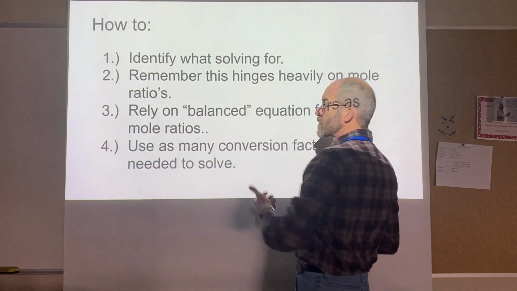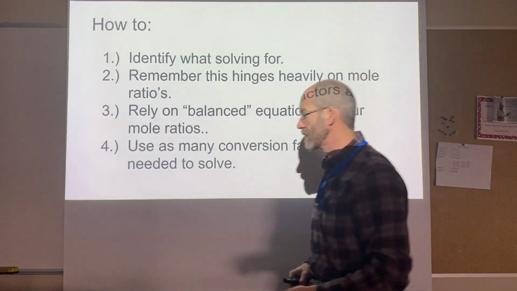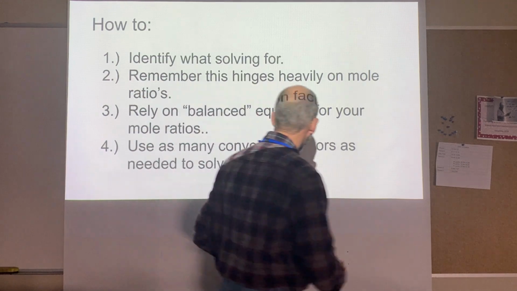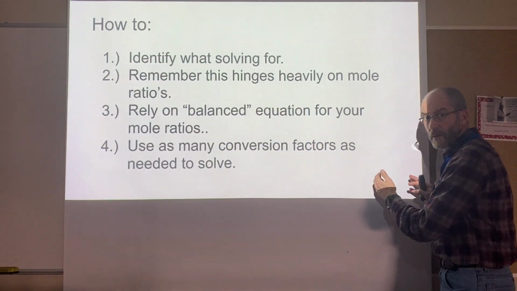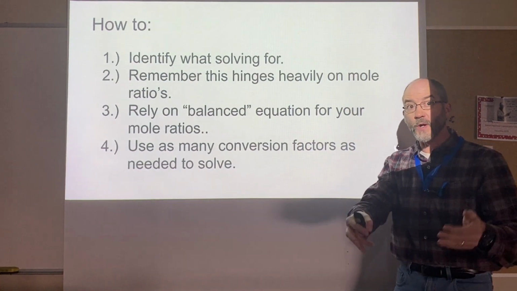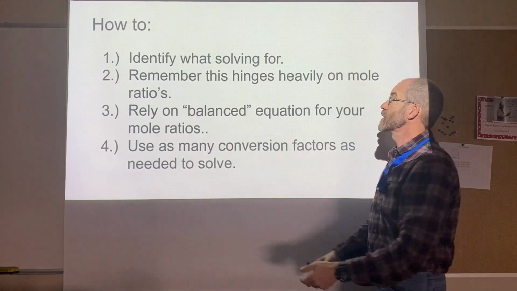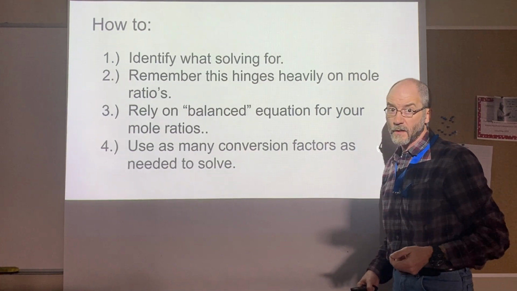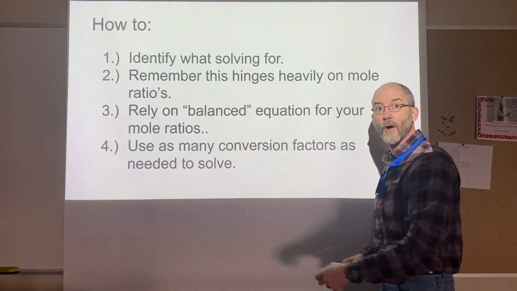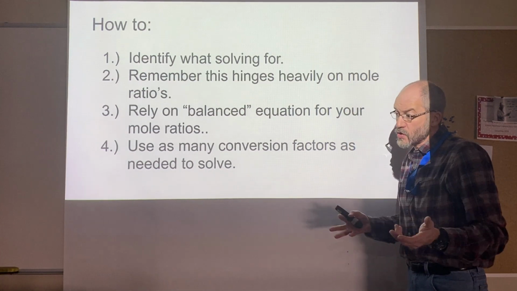You're going to identify what you're solving for, so you're going to identify what you want. But at the same time, you're going to be identifying what you're given. You're going to know what you have, and you're going to know where you want to end up every time. Number 2, you're going to remember that in these stoichiometric problems, you're very much going to be considering molar ratios that are going to be coming from the balanced chemical equation, from the coefficients. Next, you're going to rely on a balanced chemical equation. It has to be balanced.